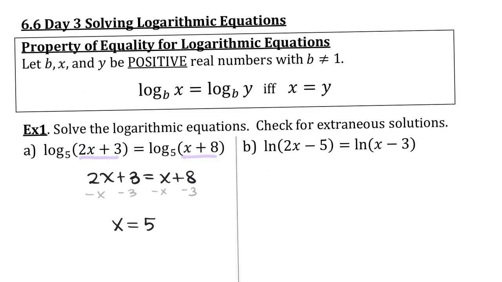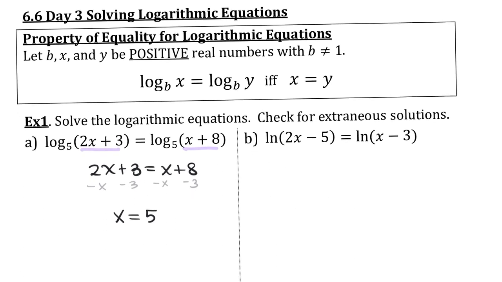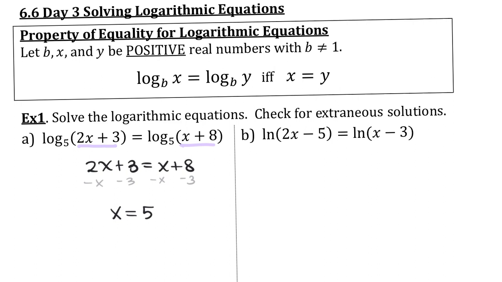Now you need to check for extraneous solutions. You don't have to check as completely as we did for radical equations. The main thing is to make sure that the argument is positive. So if I plug 5 in here, 2 times 5 is 10, 10 plus 3 is 13. That's positive, so it's going to work. If I plug in 5, 5 plus 8 is 13. This argument is positive, so this is a valid answer. You don't need to show your check, but you need to plug the number back into the argument. Just make sure you get a positive value.